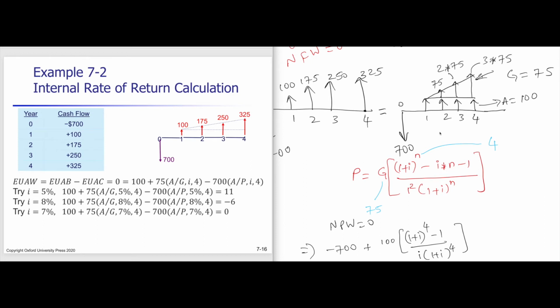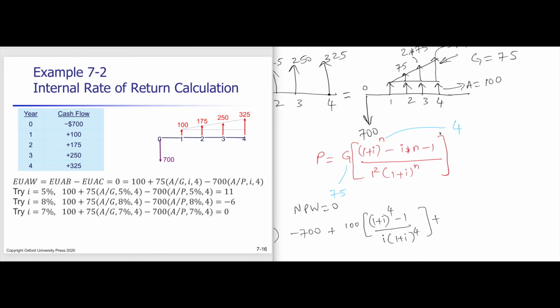negative 700 plus 100. Then you have G, you apply the formula of G plus G times ((1 plus I) to the power of 4 minus I times 4 minus 1) over I square, times (1 plus I) to the power of 4, is equal to 0.